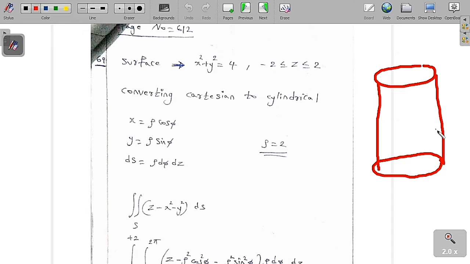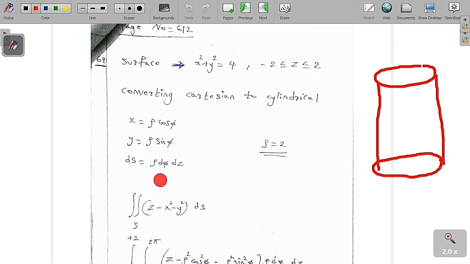Where dS, only on the surface, you have to take only the surface area, not the upper one and the bottom one, only the open surface area we need to figure out. The surface area element is dS equal to rho d phi into dz, where rho d phi is the change in length along the phi direction and dz is the change in length along the z axis.